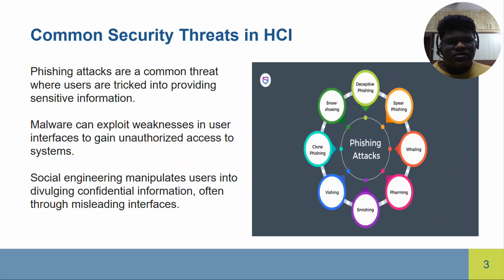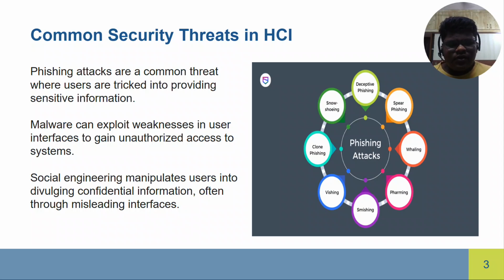Common security threats in HCI. Phishing attacks are the common threat where users are tricked into providing sensitive information. Malware can exploit weaknesses in user interfaces to gain unauthorized access to systems. Social engineering manipulates users into divulging confidential information through misleading interfaces.